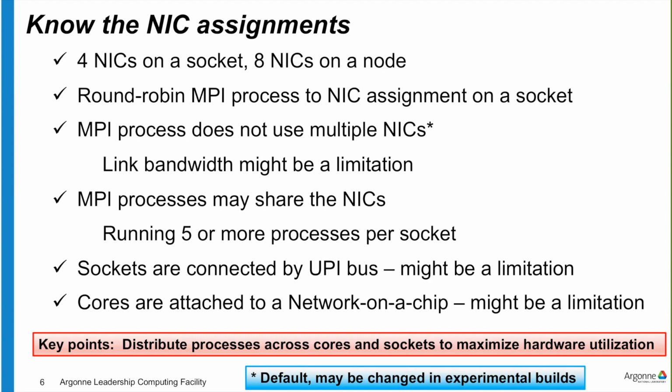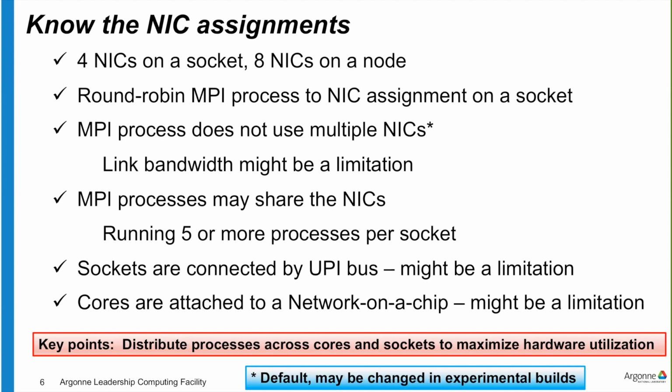Also, cores are attached to the network on a chip, and therefore, if you place one MPI process on a socket and use just one NIC, you might be unable to use the full NIC bandwidth. The NIC bandwidth is larger than the bandwidth that the core can provide through the network on a chip. So you do want to use more MPI processes sharing the NIC than just have one MPI process using one NIC exclusively. So the key: you want to distribute processes across both cores and sockets to maximize hardware.